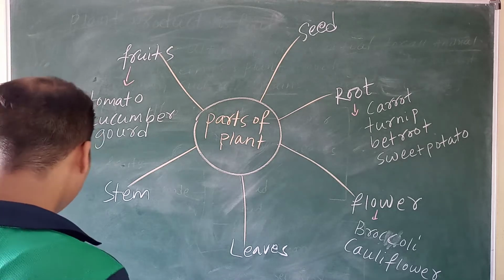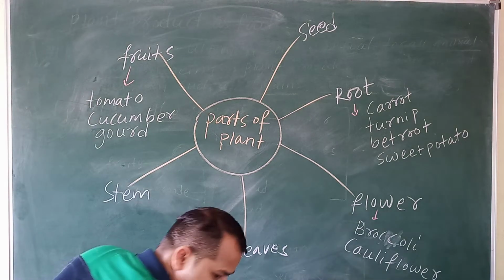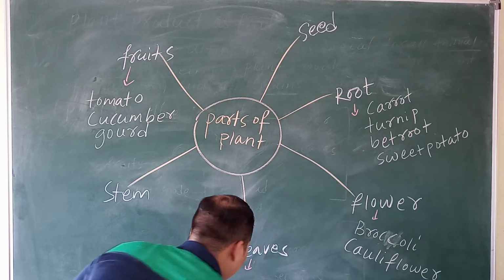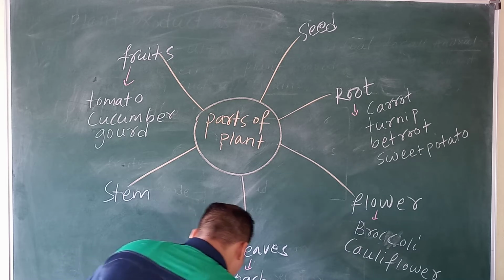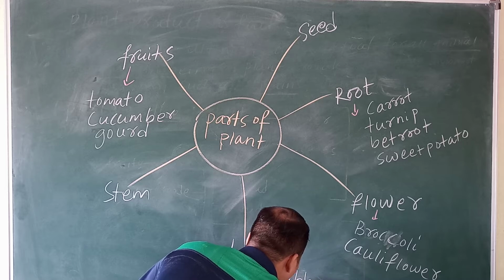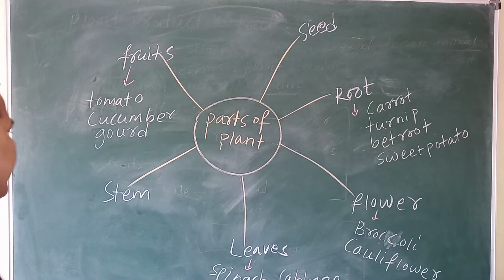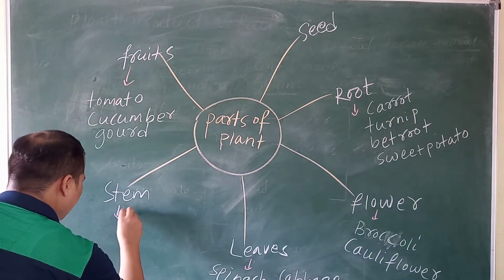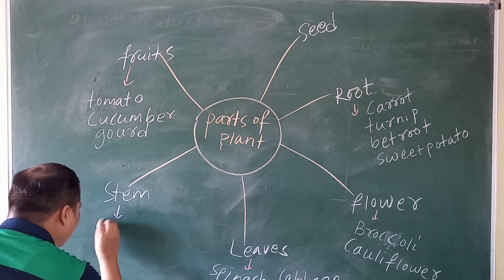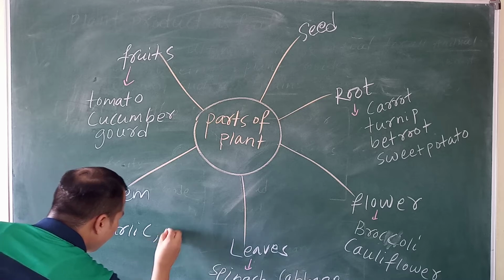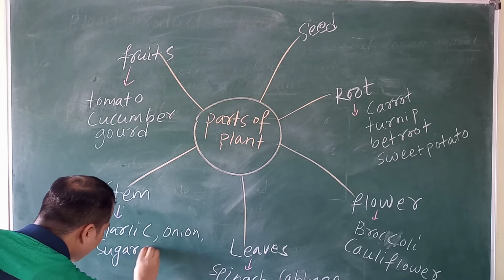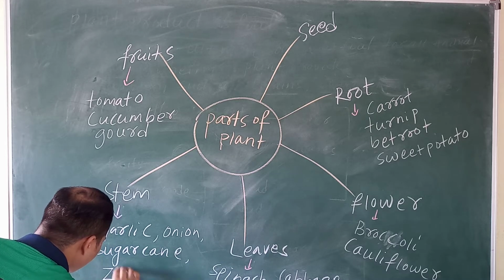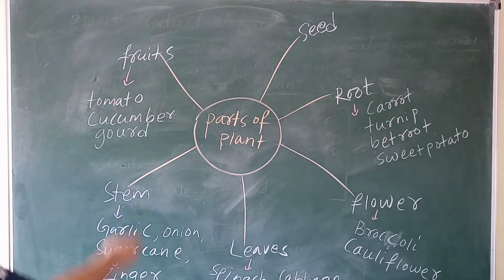Tell me examples of leaves. It is spinach, then cabbage. So these are the examples of what? Leaves. Tell me examples of stem. It is garlic, onion, then sugar cane, then ginger. So these are examples of stem.